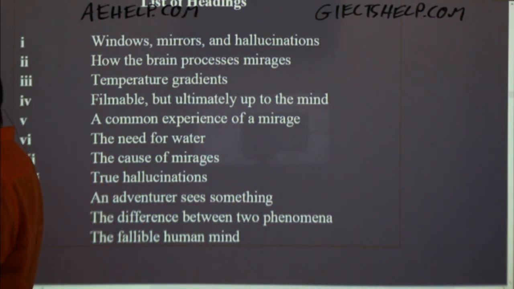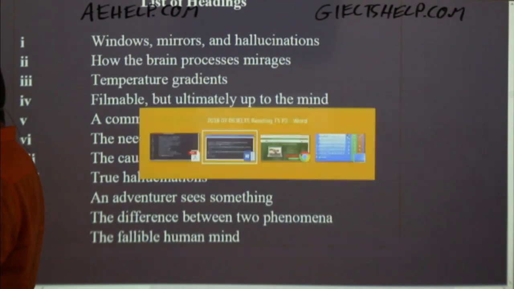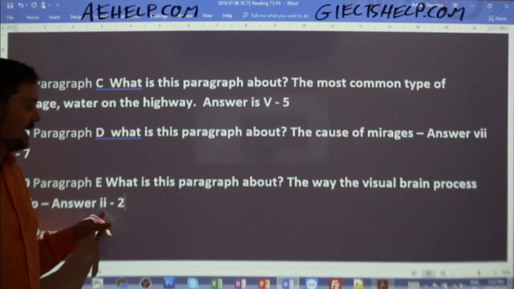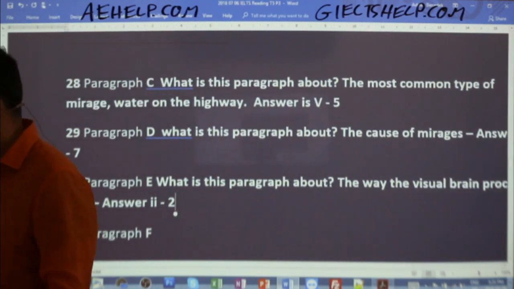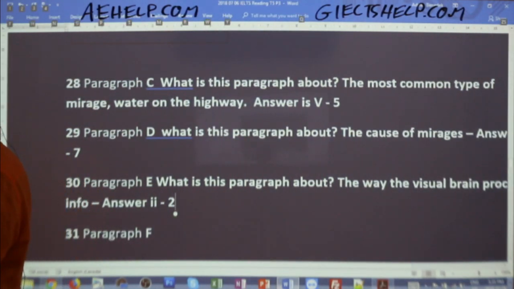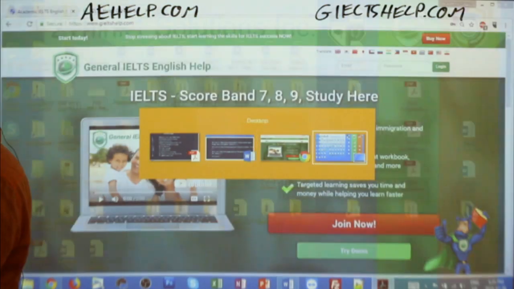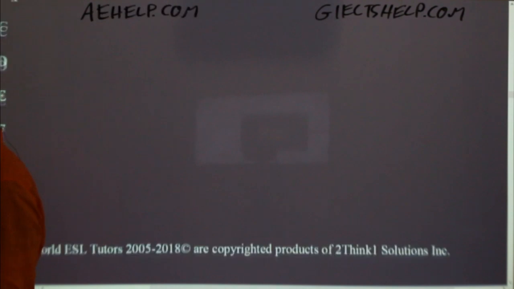So let's give that. So therefore, answer is 2. It's the closest match, right? Make sure you're putting, again, the Roman numeral II into your answer sheet, okay? All right. So on to the last paragraph, I believe. Here we go.